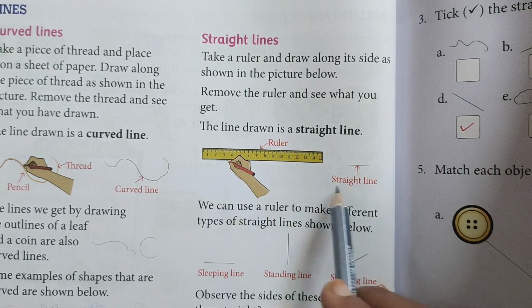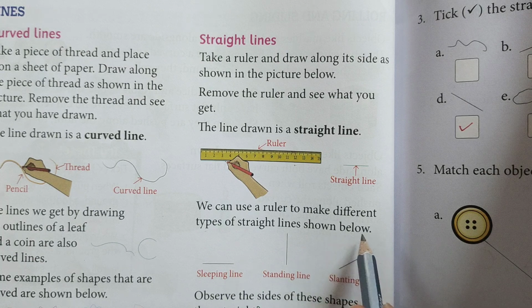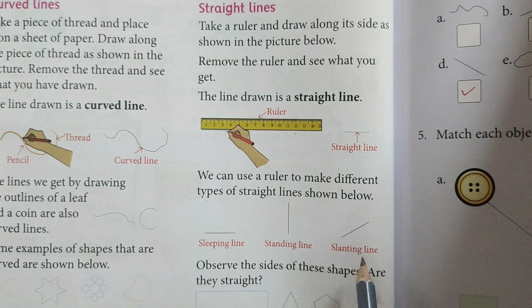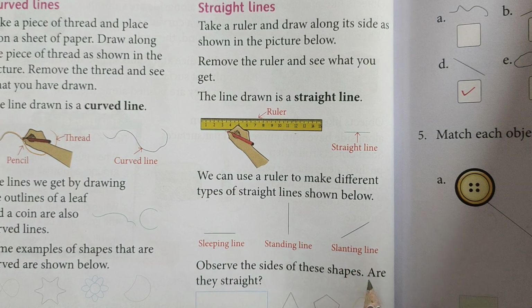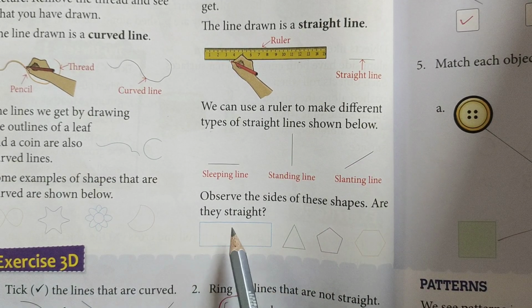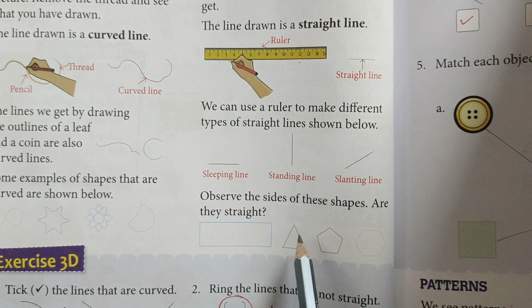Ruler, straight line. We can use a ruler to make different types of straight lines shown below. Sloping line, standing line, slanting line. These lines are called straight lines. Observe the sides of these shapes. Are they straight? Yes, they are straight.